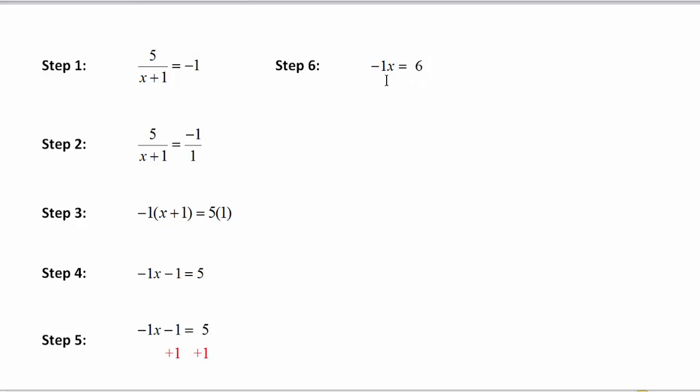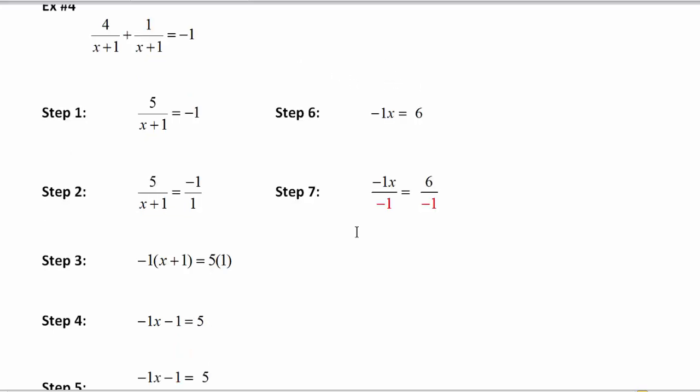And of course, we can't leave this negative x. So I think if I divide both sides by negative 1, I should be in better shape. So here's me dividing both sides by negative 1. And step 8 will give me my final answer. I'm left with x equals negative 6.